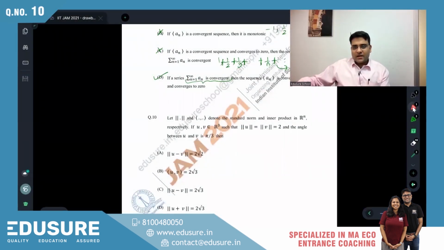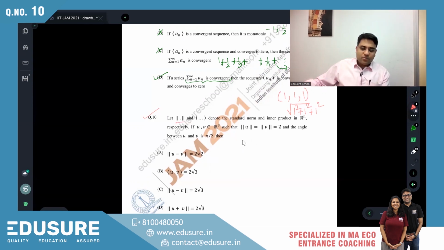Okay, IIT JAM 2021 question number 10. This is the standard norm. Now the standard norm for any vector is as follows. So supposing we have a vector, say 1 1 1, the standard norm will be root over 1 square plus 1 square plus 1 square. Okay, that's the standard norm.